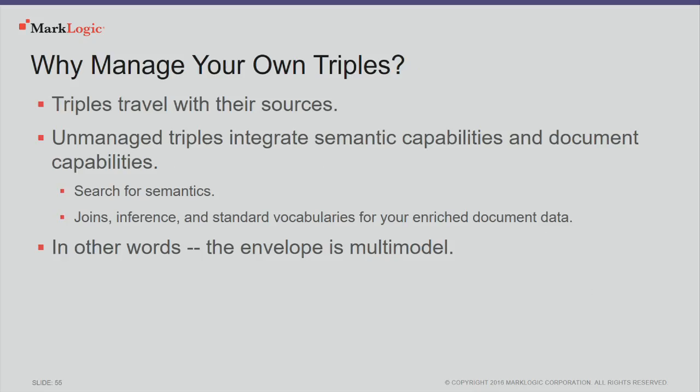Think about that. So why might you want to manage your own triples? In conclusion, they travel with their sources. Embedding triples in your document makes your document not just a tree structure, it also makes it an RDF structure. It's multi-model in one place. And so these unmanaged triples also bring to the fore some interesting MarkLogic capabilities involving semantics and search working together in the same place. So this is really your gateway to taking advantage of MarkLogic as both a document base and triples in the same spot.